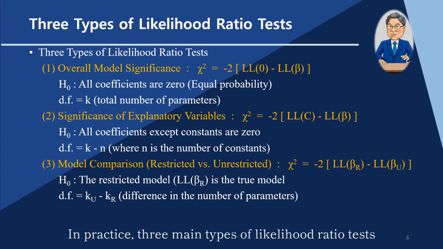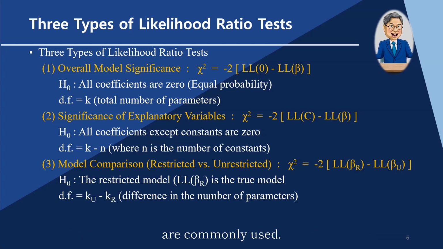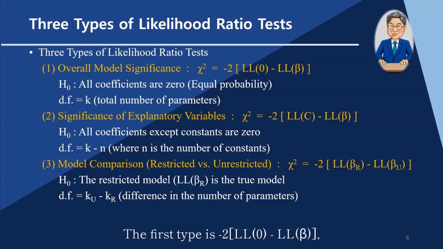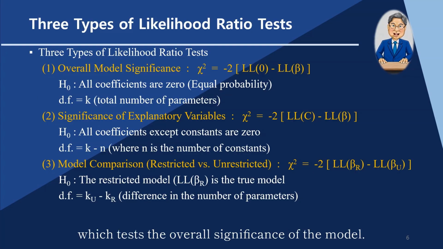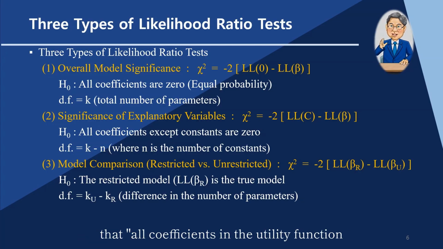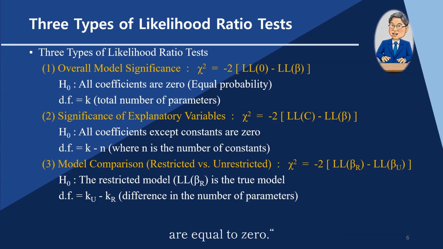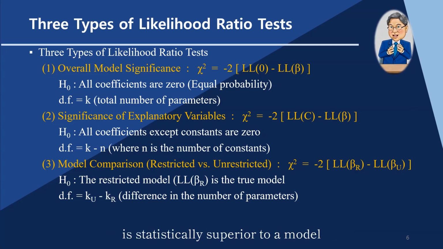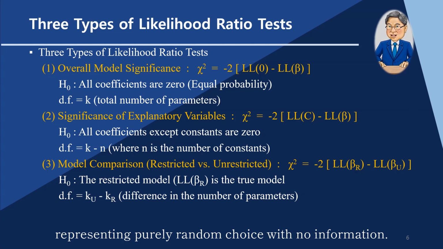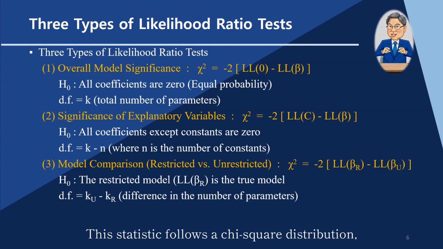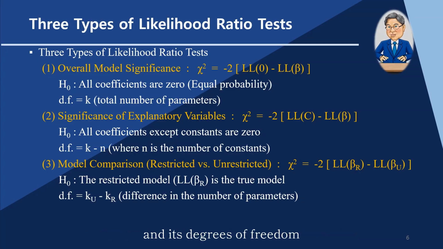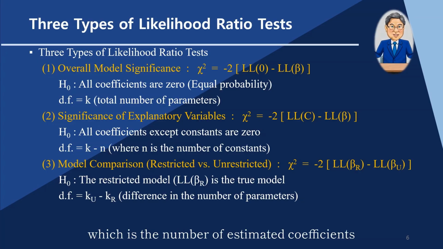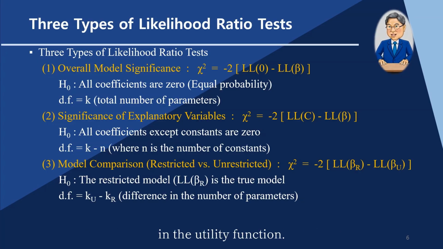In practice, three main types of likelihood ratio tests are commonly used. The first type is -2 times LL of 0 minus LL of beta, which tests the overall significance of the model. This statistic tests the null hypothesis that all coefficients in the utility function are equal to 0. In other words, it determines whether the developed model is statistically superior to a model representing purely random choice with no information. This statistic follows a chi-squared distribution, and its degrees of freedom are equal to k, which is the number of estimated coefficients in the utility function.